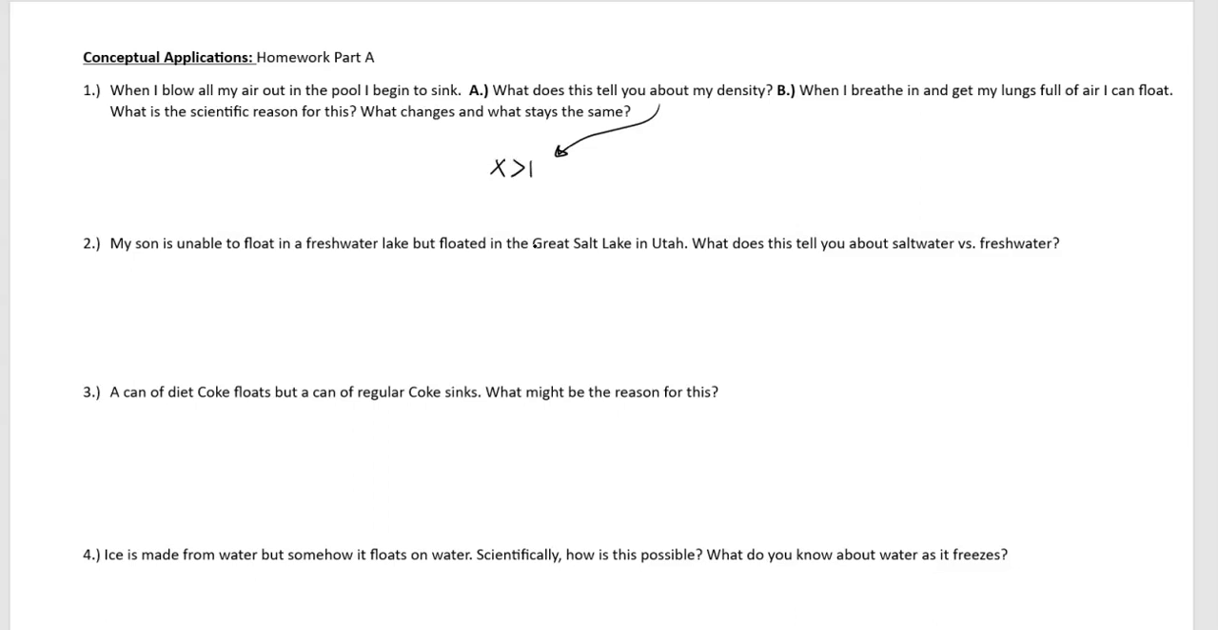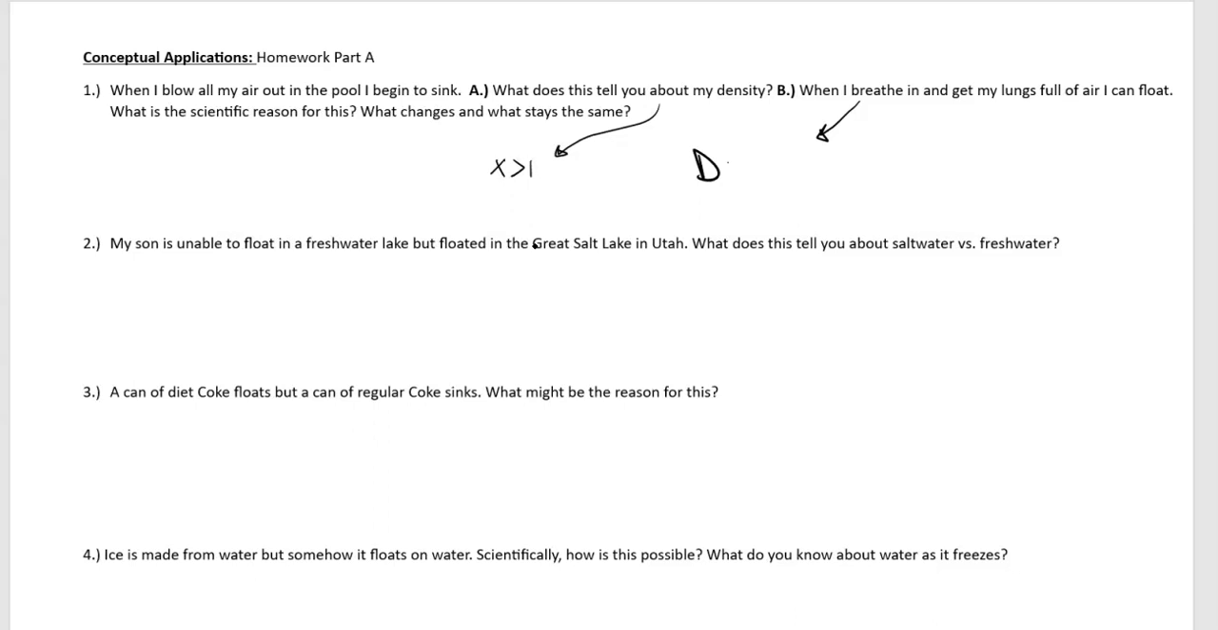Now, I don't sink very, very quickly, and my body is mostly water, so that makes sense that my density is more than 1, but not much more than 1. Okay? And 1 is obviously the density of the water, which is why I would sink. Now, part B says, when I breathe in and get my lungs full of air, I can float. What is the scientific reason for this?